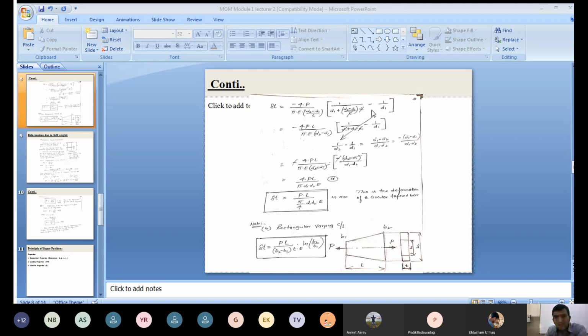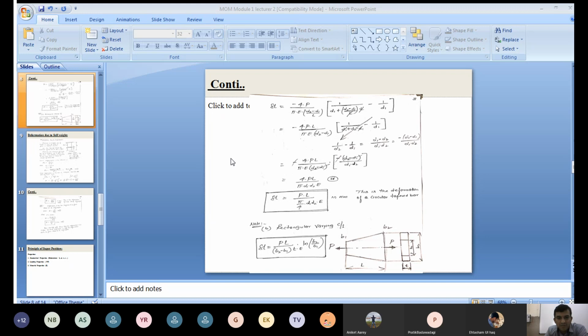Now d1 is smaller than d2, right? For that, take the minus sign outside. Now d2 is greater than d1, so d2 minus d1 we will get. Now minus into minus gives plus, and d2 minus d1 cancels. Finally what you will get is 4 times PL by pi into d1 into d2 into E.